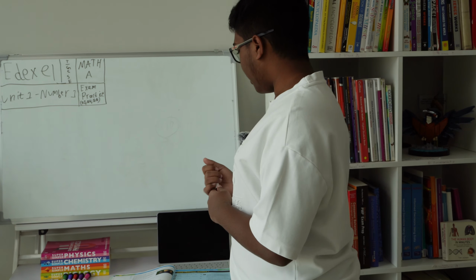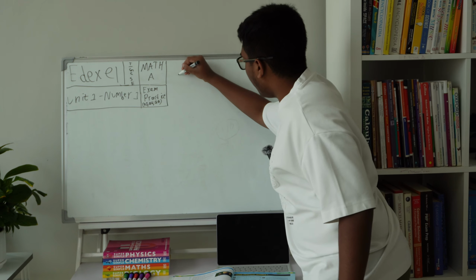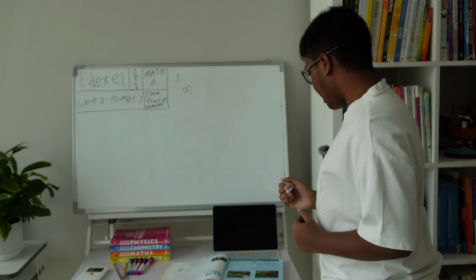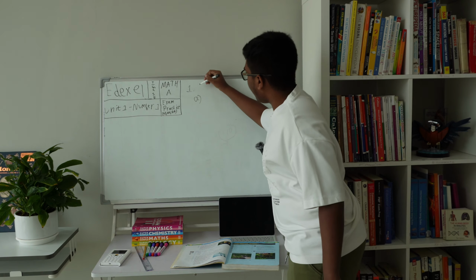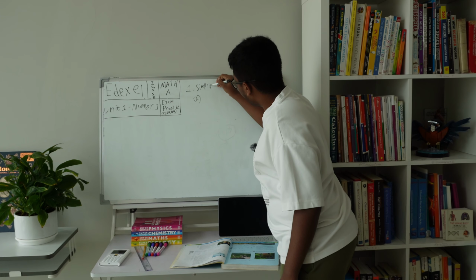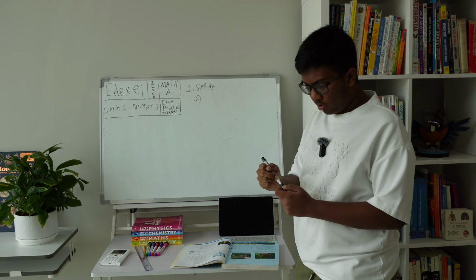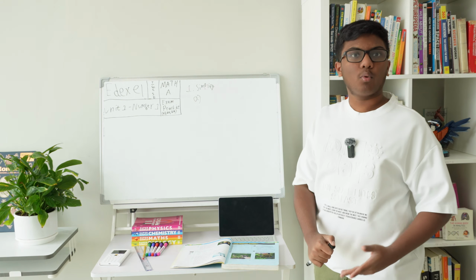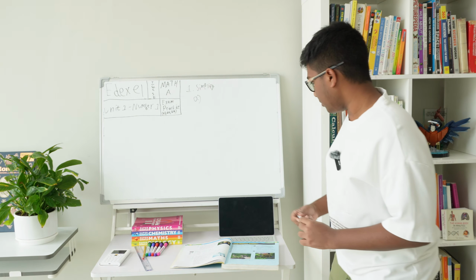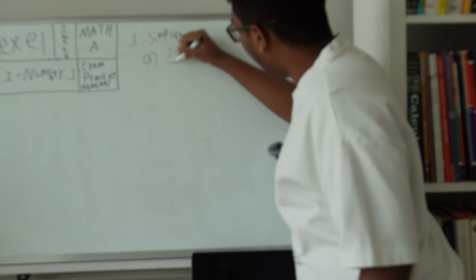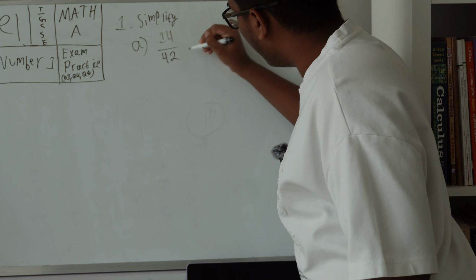Alright, so let's go. So question number 1. There's three parts, A, B, and C. So question number 1 is a simplification question. That means to get the fraction or value to the simplest form, the thing that's the most direct to the answer. Alright? So in this case, we have A as 14 divided by 42.